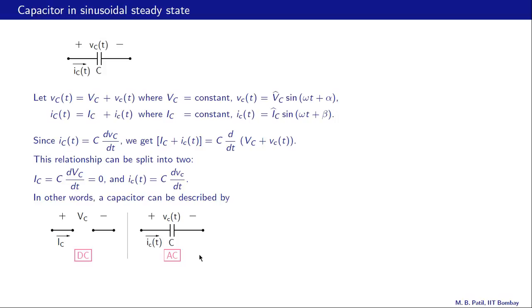And can we now figure out what is the relationship between alpha and beta? We can turn this into a phasor and then go through the phasor analysis. And then we will see that the current leads the voltage, and therefore they are related by beta equal to alpha plus pi by 2.